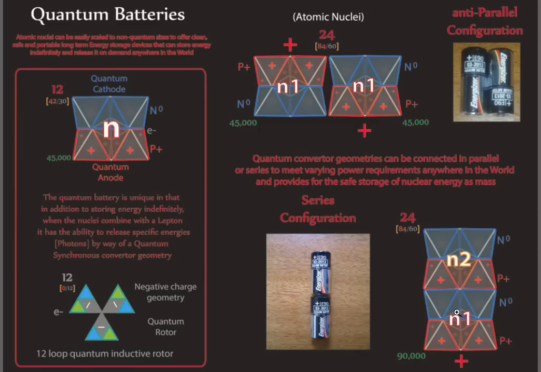Where they come together one above the other, it is akin to a series configuration of quantum batteries. And again, if you were to put a light bulb instead of the electron across a single battery, it will glow half as bright as it would if you put it across two batteries. The same thing happens at the quantum level.